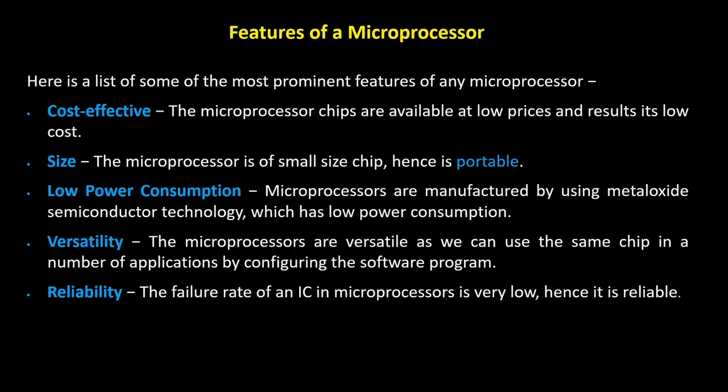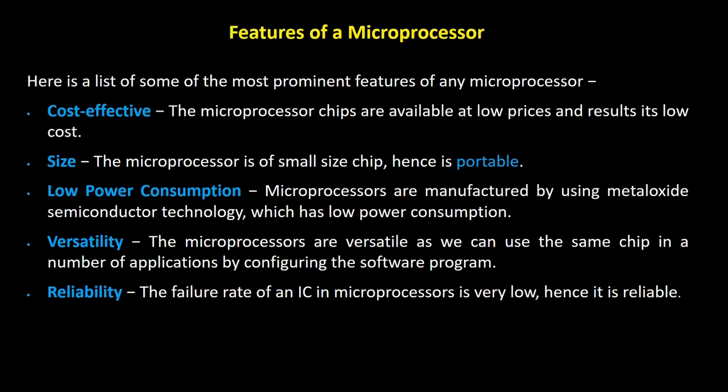As of now, we know that microprocessors form the foundation of modern technology. Here are 5 features that make them so special. 1. Cost effectiveness. Microprocessors are available at low prices, making them an affordable option for a wide range of devices. This results in lower production costs for manufacturers and more affordable prices for consumers.